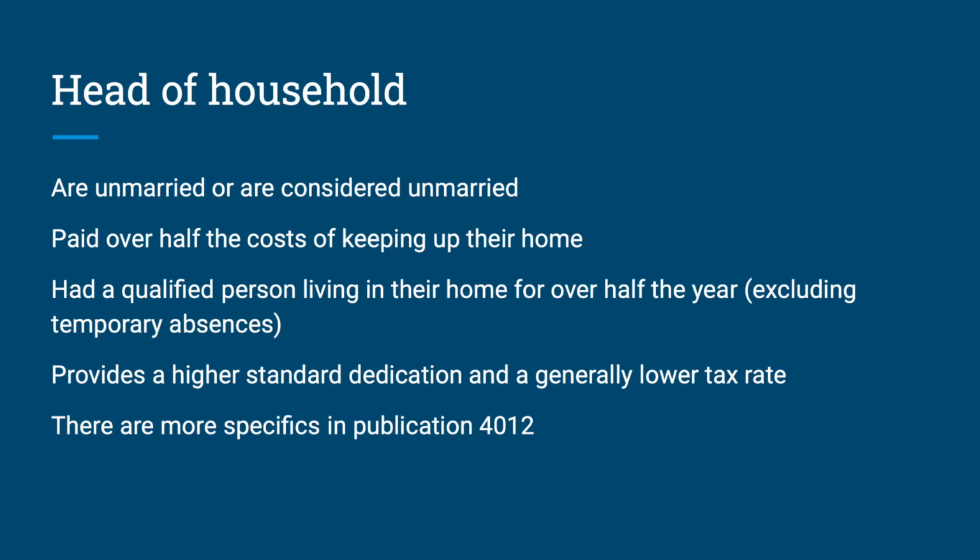When it says temporary absences, basically what that means is if a kid goes off to college, that's considered a temporary absence, so that wouldn't be counted against them as far as living with them for that year. So if a qualified person is a college student and they lived at college for 8 months of the year away from the person who's trying to file under head of household, they would be considered as having lived with that person for all 12 months because that's a temporary absence. And head of household, if you've met those standards, provides a higher standard deduction and generally a lower tax rate. There are more specifics on this in publication 4012.